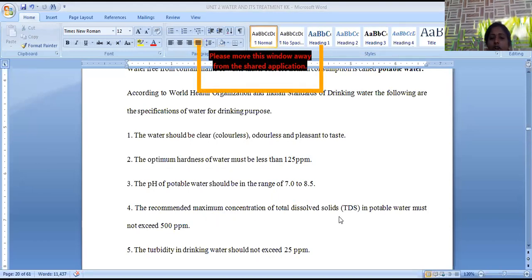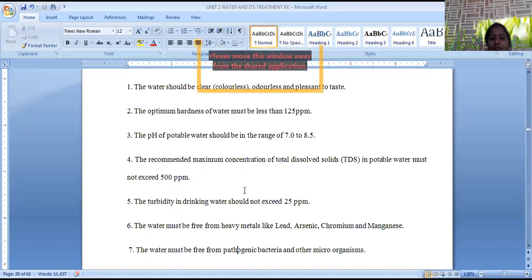And dissolved solids, in the sense of any kind of materials which are water soluble, that is called total dissolved solid content. The total dissolved solid content in potable water should not exceed 500 ppm. Up to 500 ppm it is permissible. If more than 500 ppm is there, that water sample is not fit for drinking.